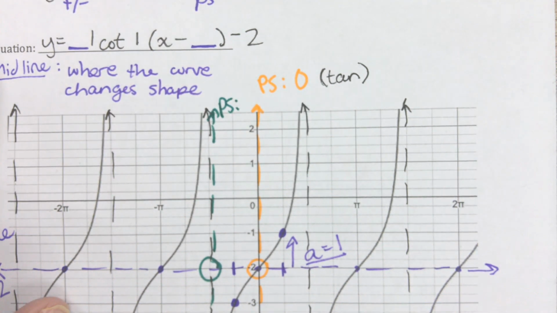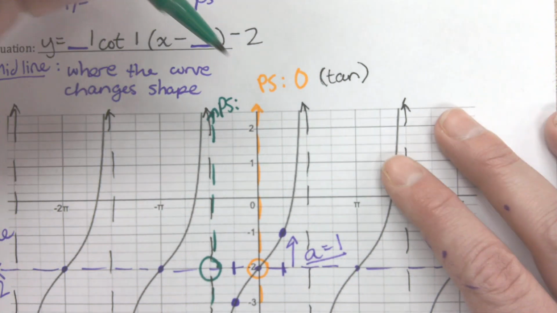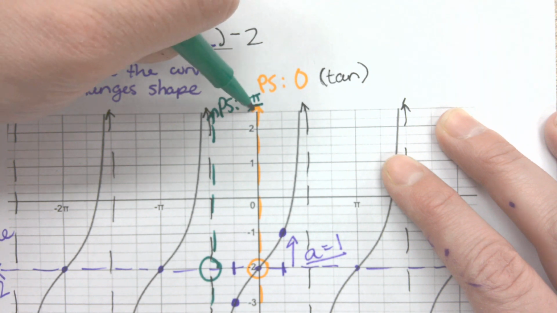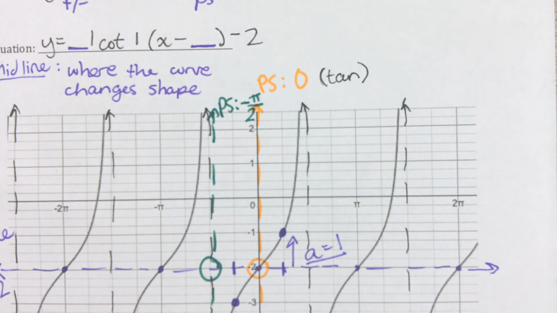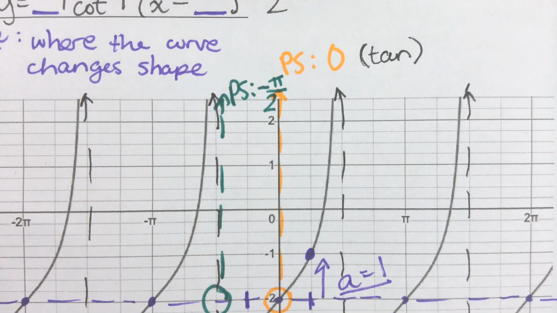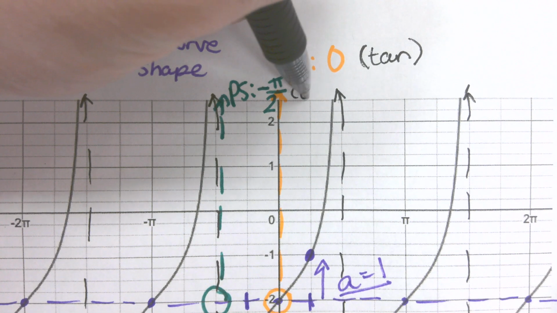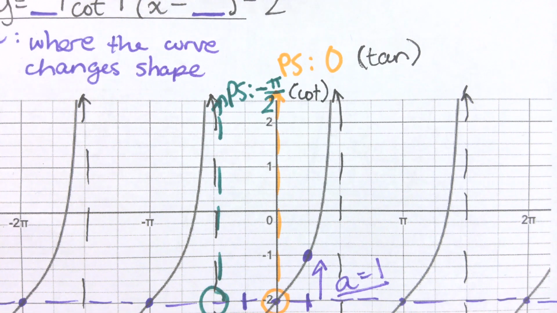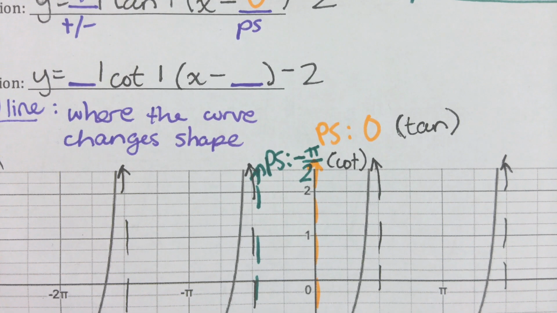That's my phase shift, and it is negative. I'm going to write pi over 2. You can also write 1/2 pi. It's still correct. Negative pi over 2, again, that's for the cotangent curve. So I'll fill that in above.